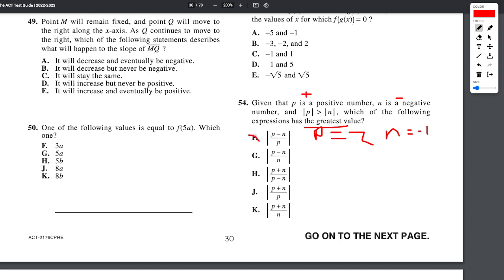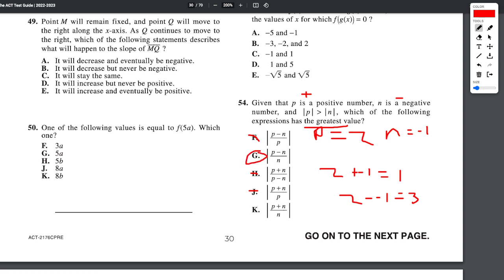So, yeah. What about p minus n? Well, p minus n is going to make it larger. So, I'm going to eliminate this one. We want a denominator of n. Now, do we want p minus n or p plus n on the top? Think about this. If we do 2 plus negative 1, then that's 1. But if we do 2 minus negative 1, that's 3. So obviously we want to do p minus n, right? Yeah, I guess. So 54 is G.